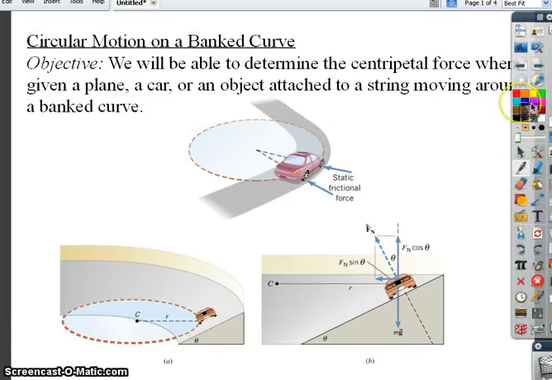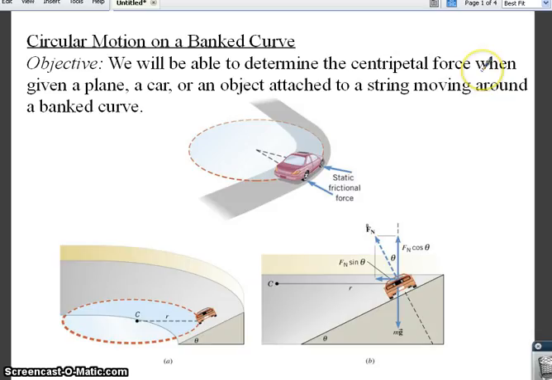So today we are going to be able to determine the centripetal force when given a plane, a car, or an object attached to a string moving around a banked curve. So this is going to be conceptual in nature. We're not going to do any math today, but we are going to set up equations, because that's really what the issue is here. Can we draw the free body diagram for this and set up the equation for it? Because that's 90% of the work before you start plugging numbers in.